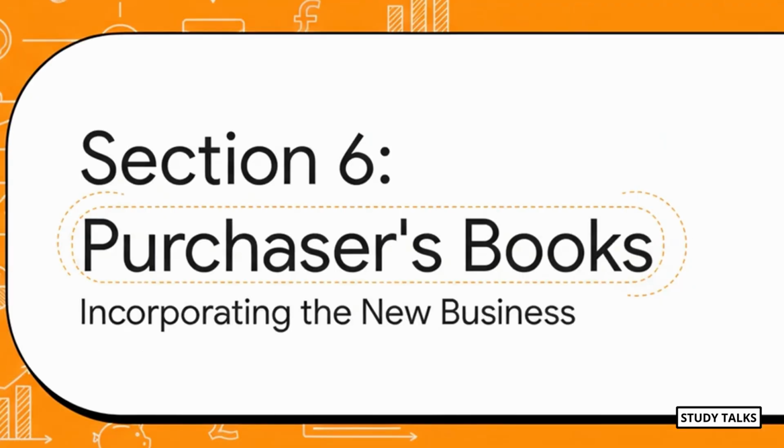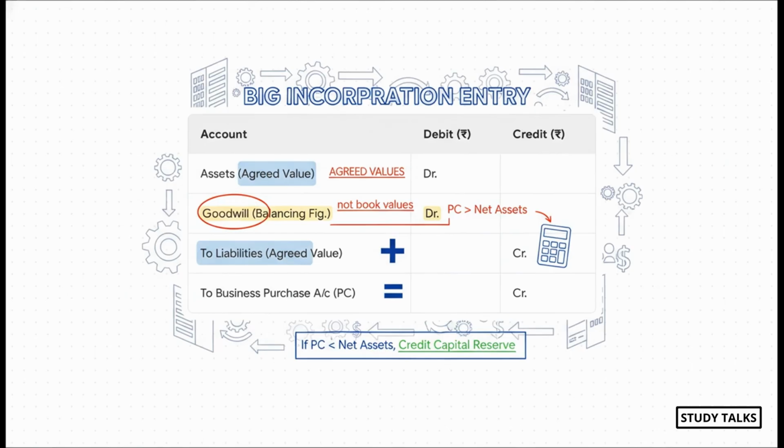And at last, Section 6. Let's put our purchaser's hat back on one last time. We've bought the business. Now, how the heck do we record it in our own books? This right here is the big one, the incorporation entry in the purchaser's books.